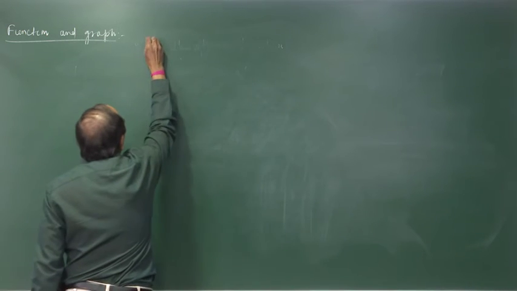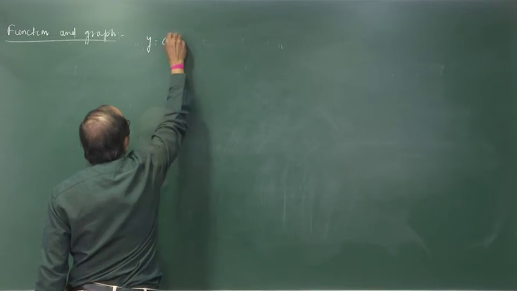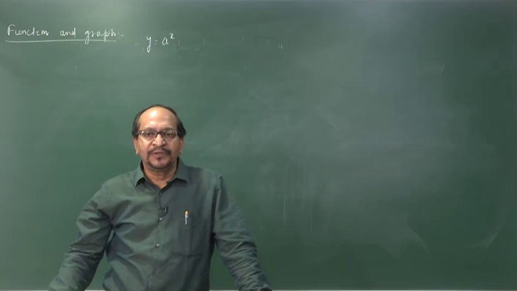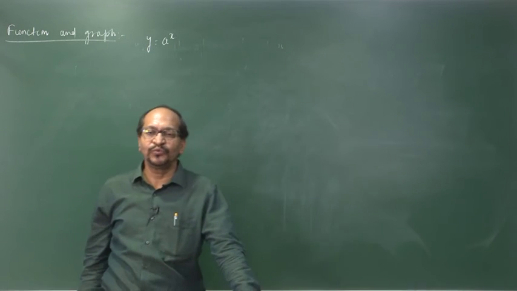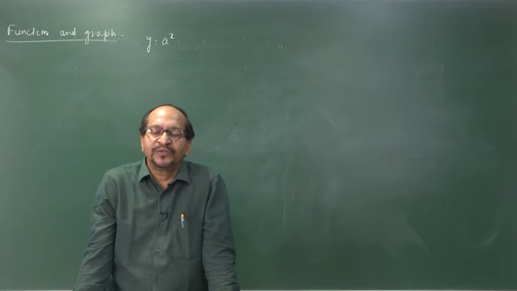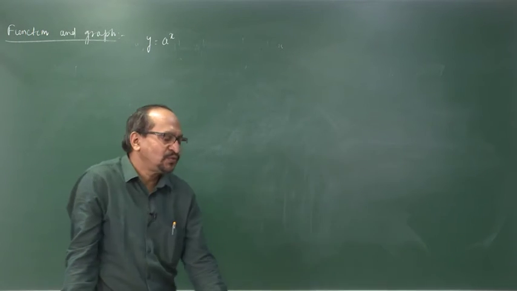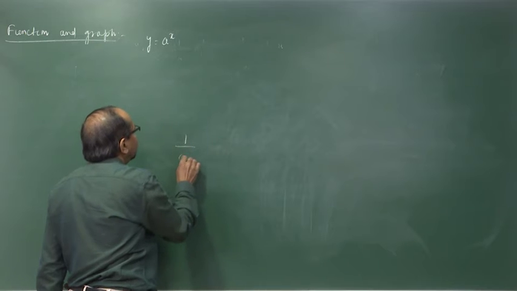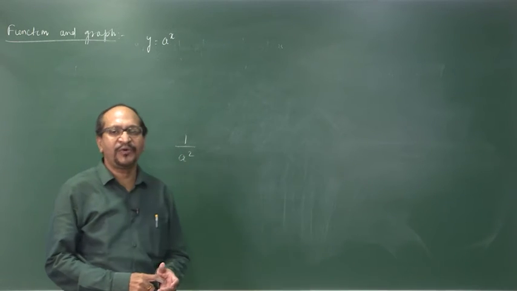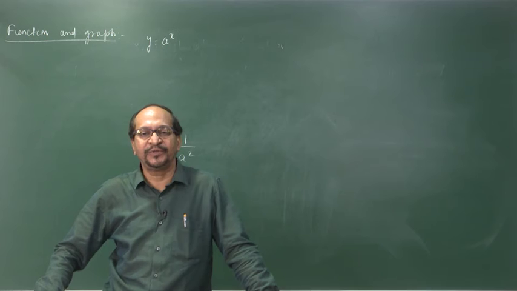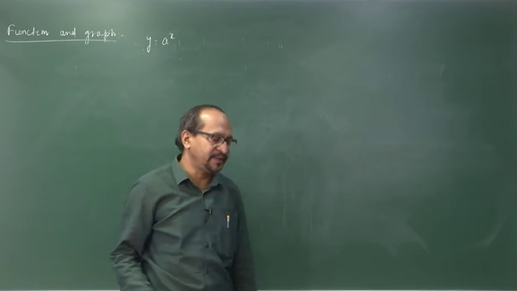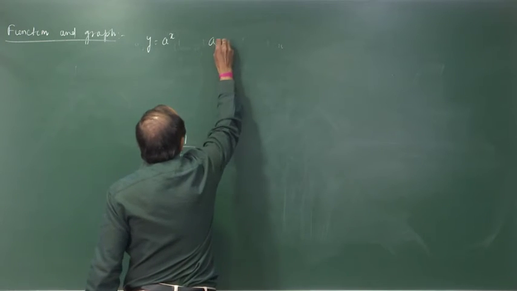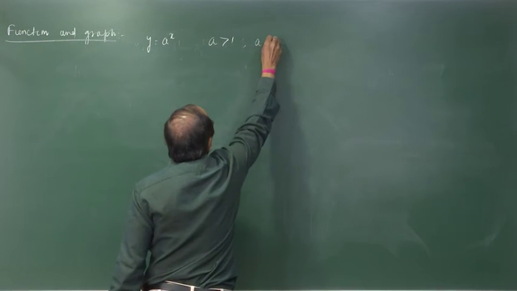Suppose we consider y is equal to a to the power x, then whether x is positive or negative, y is always positive. For example, if x is equal to 2, it is a square. For x is equal to minus 2, it is a to the power minus 2, which is again 1 by a square, which is always positive. So, the value of y is always positive for this kind of function. Now, two possibilities are there. a may be greater than 1, a may be less than 1.